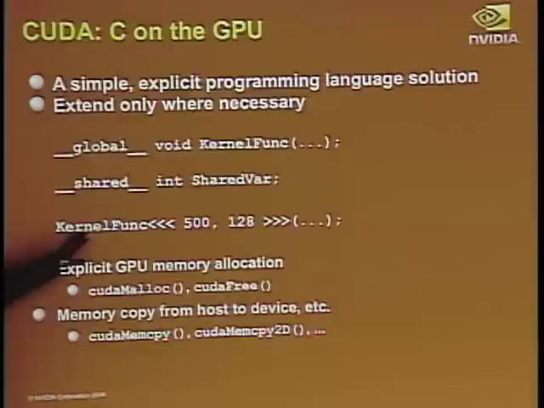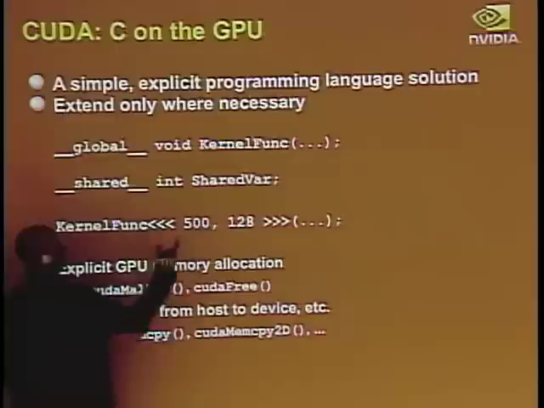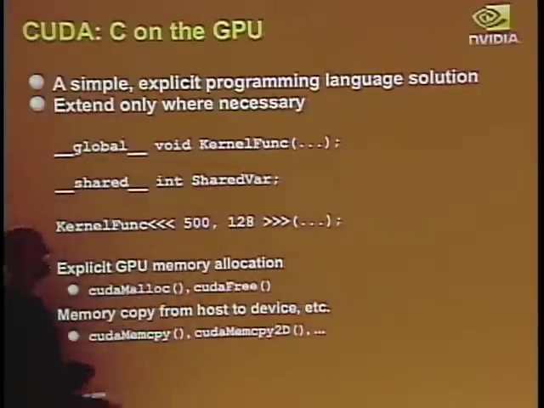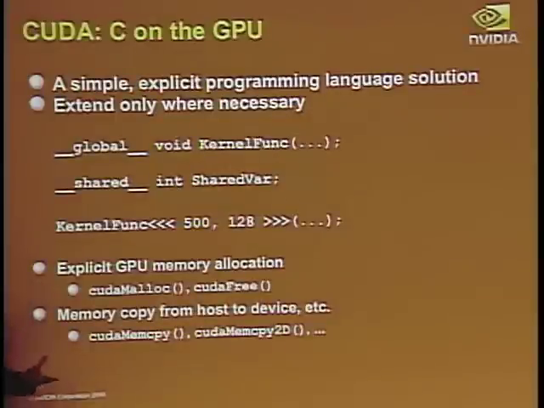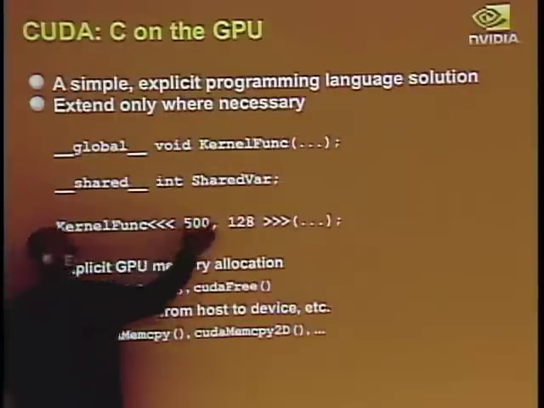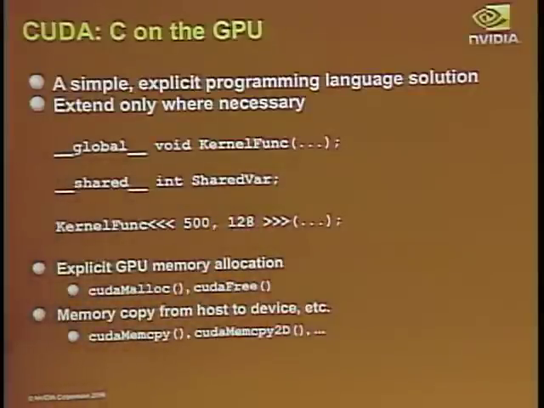This is how we actually call a kernel. And this says, I want to call this kernel over a grid of 500 blocks, each of which has 128 threads. So we make this call, and it's going to launch 500 times 128 threads, organized into 500 blocks. This is a 1D kernel and a 1D grid and a 1D block. If we do memory allocation, that's done explicitly. If we do memory copies, that's done explicitly. Just like you have malloc and free in the CPU memory space, you have malloc and free in the GPU memory space.